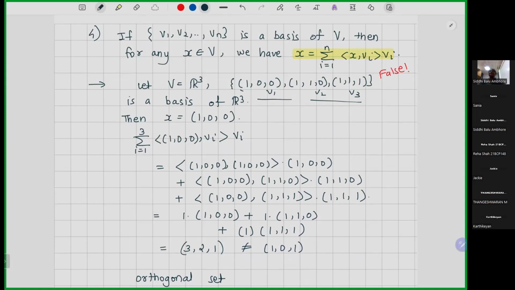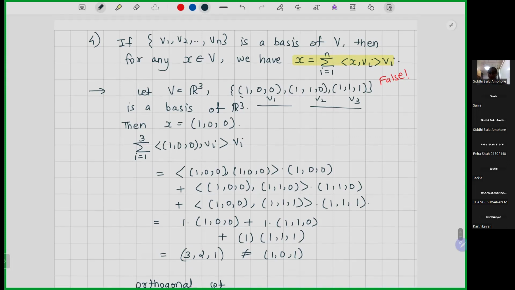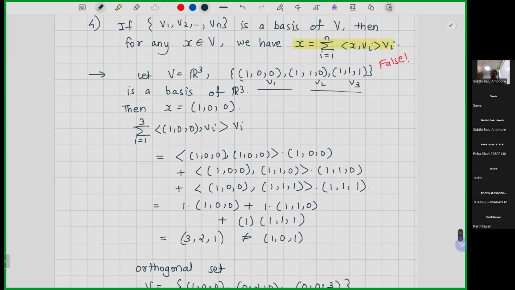They are linearly independent, no doubt. They are linearly independent elements, but basis means what? We can express any element as a linear combination of the basis. Okay, I was thinking the other way around. So the basis element itself has to be written in terms of the elements from the basis.